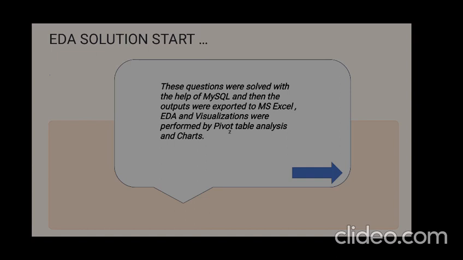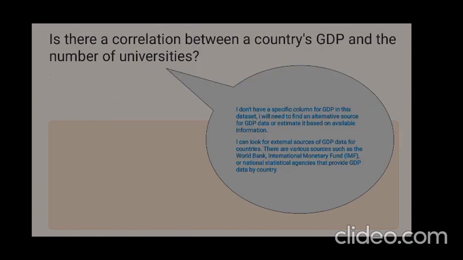These questions were solved with the help of MySQL and then the output was exported to MS Excel. EDA and visualization were performed by pivot table analysis and charts. The first question is: is there a correlation between a country's GDP and the number of universities?